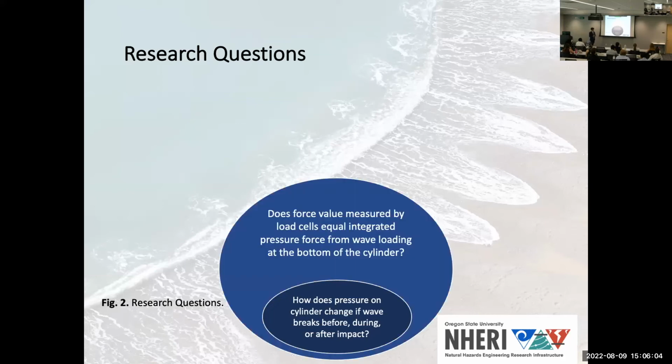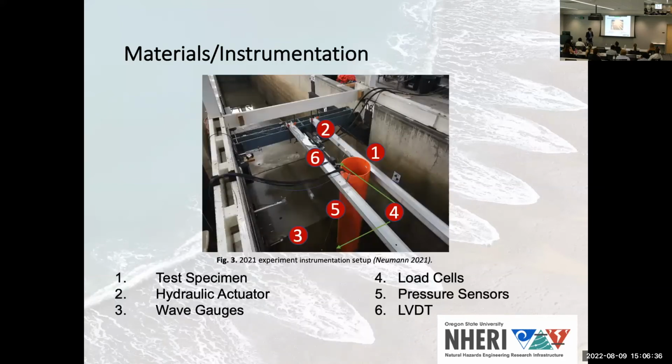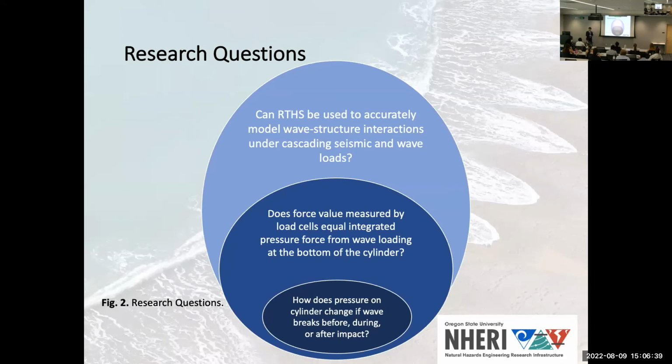Once we can test these three different situations and have those different pressures, we can investigate, using that variability, how the integrated pressure compares to the measured load in the numerical model we're applying. Pressure is force over area, so if we multiply the pressure by the area of the cylinder's diameter times the height, we can integrate that and compare it to the numerical loading. These two questions are then used to answer the main question: is RTHS an effective and accurate way of modeling seismic wave structure interactions?